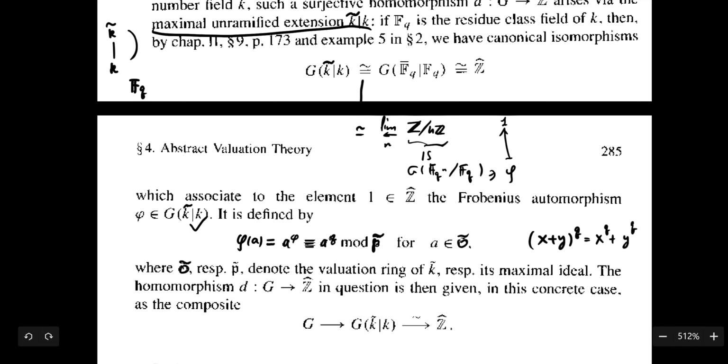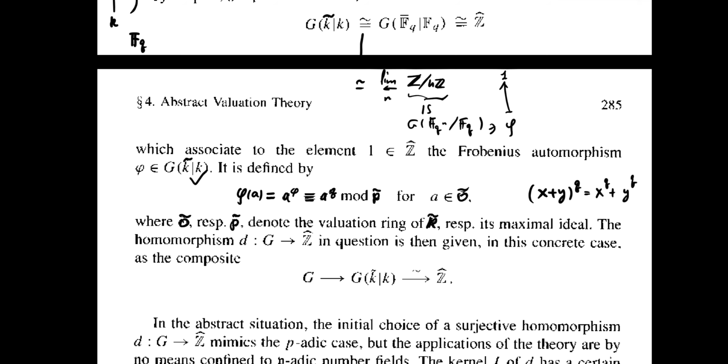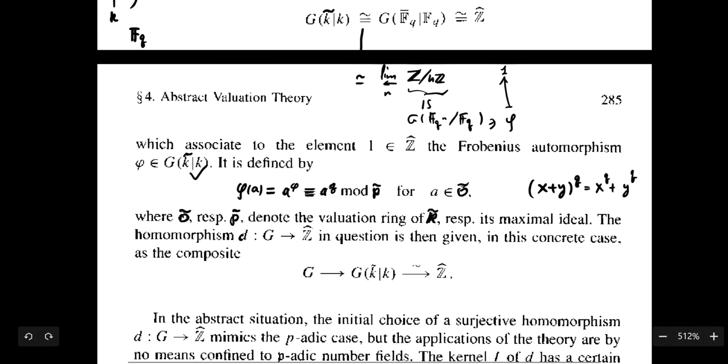Do you know the valuation ring of this maximal unramified field, respectively its maximal ideal? The valuation ring O and the maximal ideal M, you need to know. The homomorphism in question is then given in this concrete case as the composite.